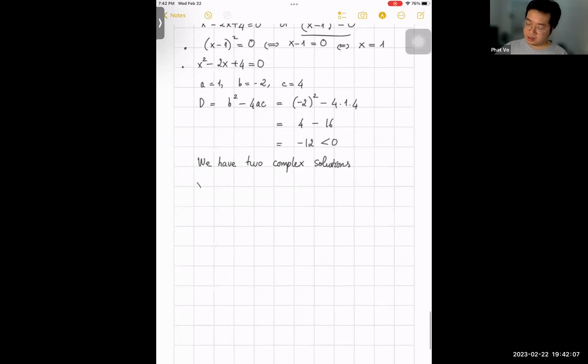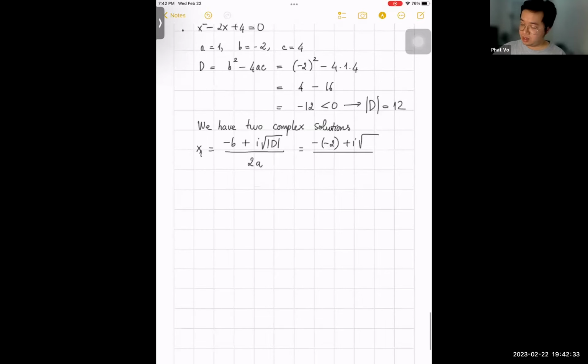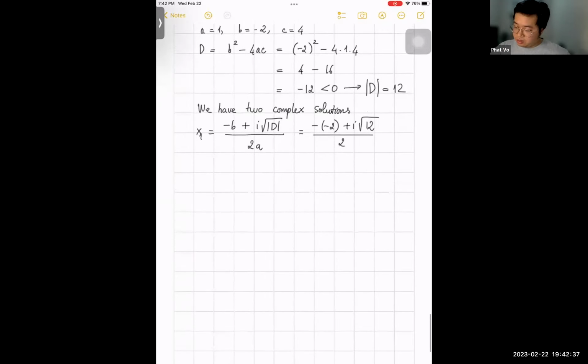The first one is -b plus i times the square root of the absolute value of d, over 2a. Okay, so now replace b by -2, right? Negative of -2, plus i times the square root. Okay, we need to calculate the absolute value here. So it's 12 over 2, right? Okay, so we simplify this.